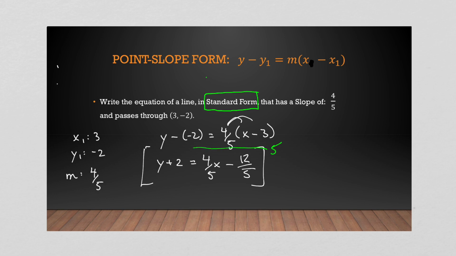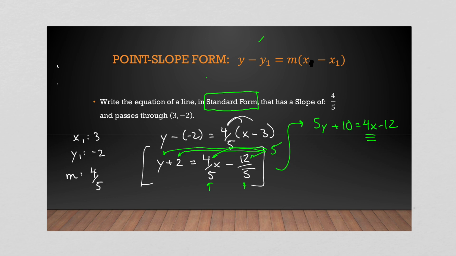Okay, multiply it into here, and into here, and into here, and into here, because it's going to get rid of your denominators. What you're going to have is 5y plus 10 equals 4x minus 12, because the 5 cancels with the denominator here and here. That was why we multiplied by 5. And now we're close. It's also helpful to remember that you want your x value to be positive in standard form, and it's positive here. So let's keep it on that side of the equal sign.